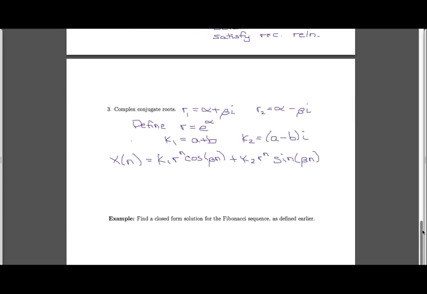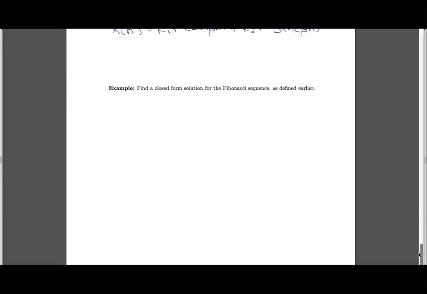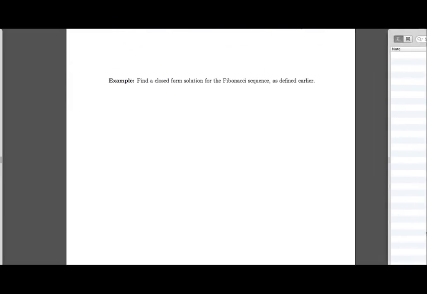All right, so let's go ahead and do a quick example for these, and then we'll be done. We want to find a closed form solution for the Fibonacci sequence as it was defined earlier. We can probably just recall from memory that we had x of n equals x of n minus 1 plus x of n minus 2.